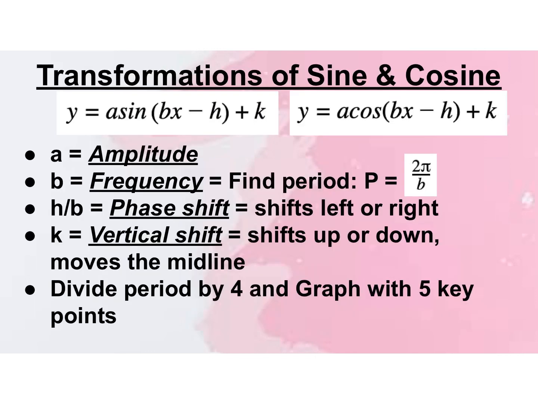So for your transformations, your A is your amplitude. Your B is your frequency that helps you figure out your period. Your phase shift is left and right. Your K is your vertical shift, which will move your midline. And divide your period by 4 to use those 5 key points.